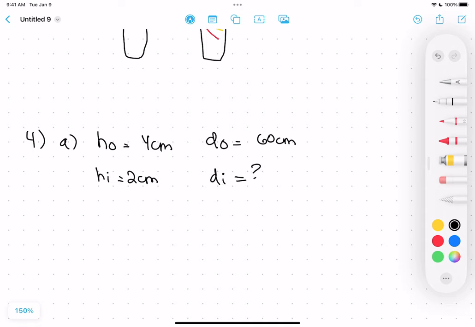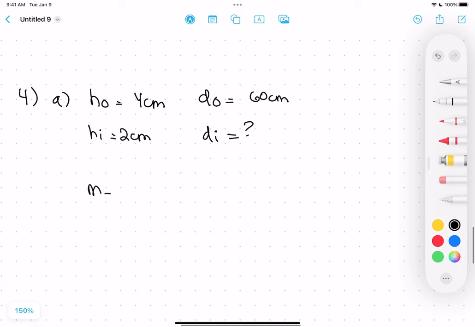How do you think we can relate object distance and image distance to object height and image height? Magnification, right? So magnification will be equal to negative the image distance divided by the object distance. So magnification is negative d_i over d_o, and d_i is what we're trying to figure out here. d_o is that 60 centimeters, and then d_i is what we're trying to figure out.